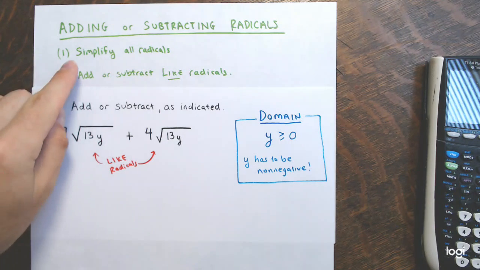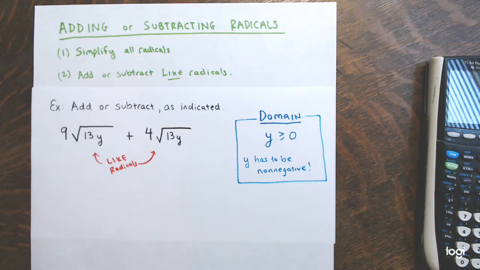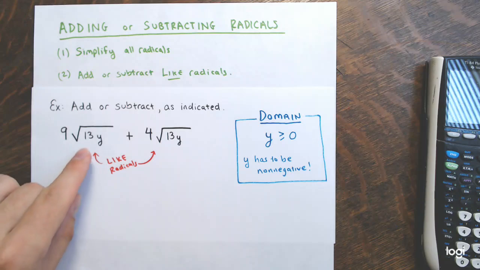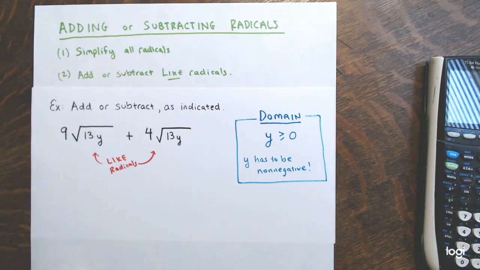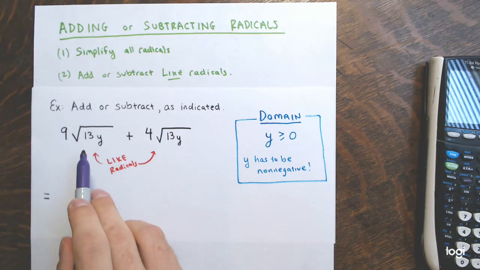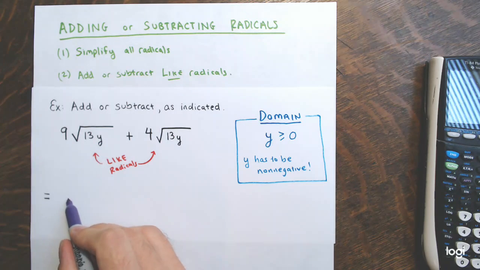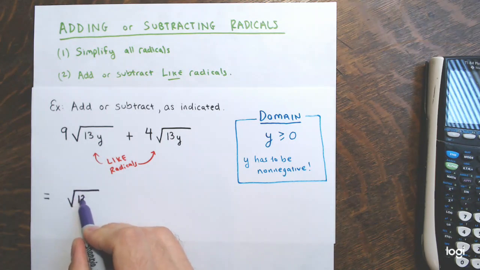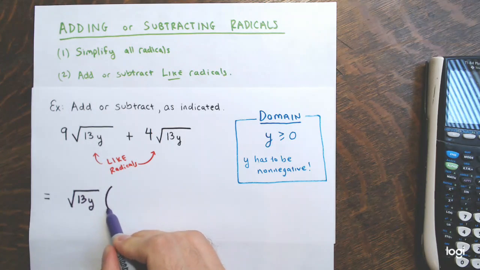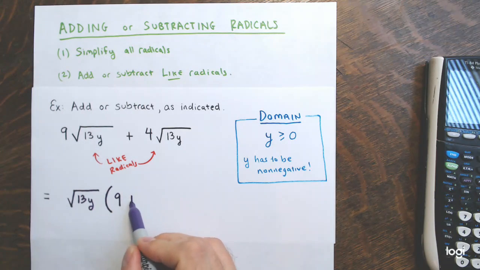So step 1, simplifying the radicals. The square root of 13y, that's already as simplified as it can get. So now I'll do the next part, the adding or subtracting of the like radicals, if there are any, and there are here, right? Both of these are like. So as I did in the previous page, again, I like to do this. I'm going to factor out that like radical, the common radical, right? The square root of 13y, factored out. And if I factor out that common radical, what's left over is the 9 plus the 4.